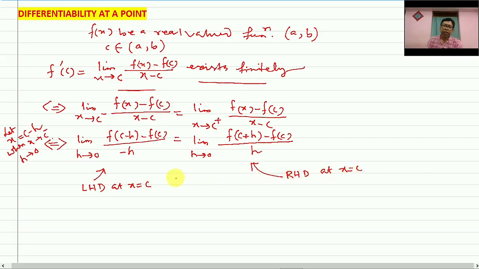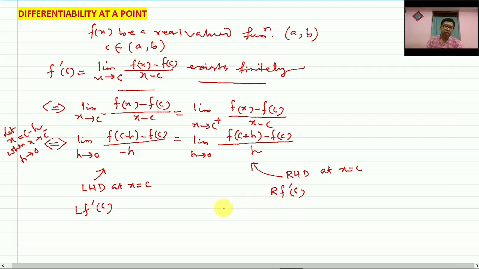And in short, you may also write this one as L f dash c, left hand derivative of f of x at the point x is equal to c, and the right side as R f dash c. That means a right hand derivative of the function f of x at the point x is equal to c.